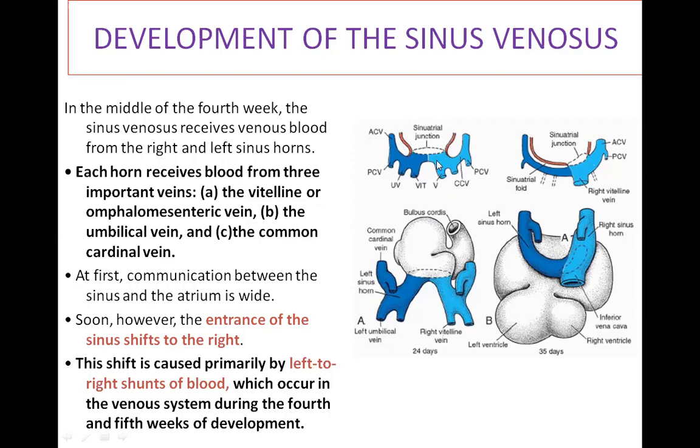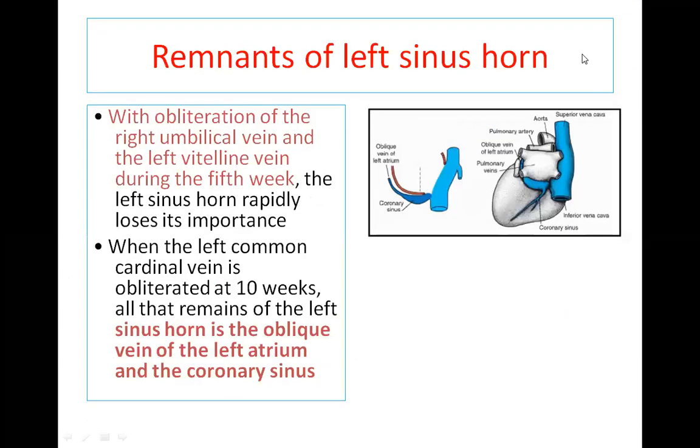So this shift is caused primarily by the left to right shunts of the blood which occur in the venous system during the fourth and fifth week. So I've told you why this shunting of the blood is there, because of the formation of ductus venosus which will shunt blood from the left to the right horn. तो लेफ्ट हॉर्न लूजेस इट्स इम्पोर्टेंस, राइट हॉर्न बड़ा होता जाएगा हमारा. So what is the remnant of the left sinus horn with the obliteration of the right umbilical vein?